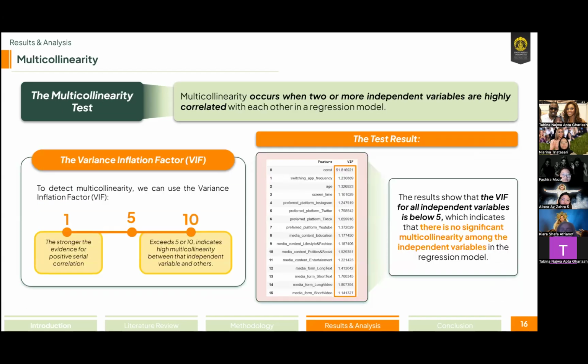Next is the multicollinearity test. It occurs when two or more independent variables are highly correlated. We can see the results based on the VIF. From the table, we can see that all the variables are below 5 for the VIF, so there is no significant multicollinearity among the independent variables.